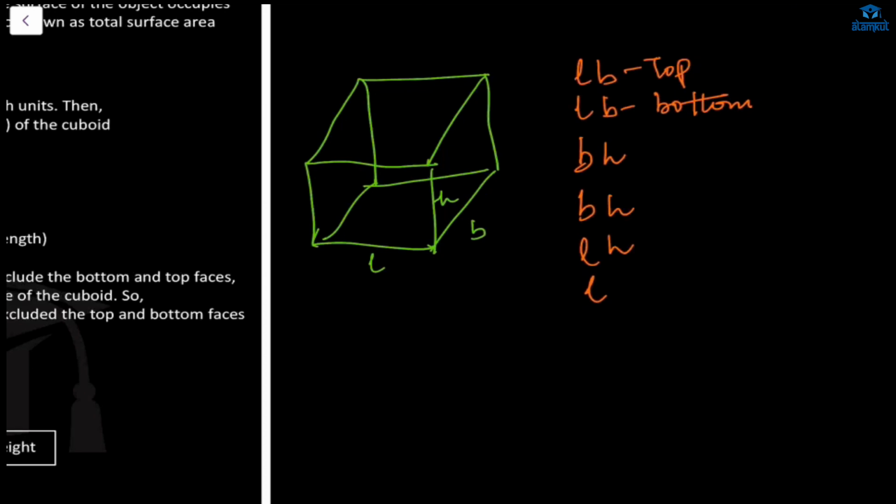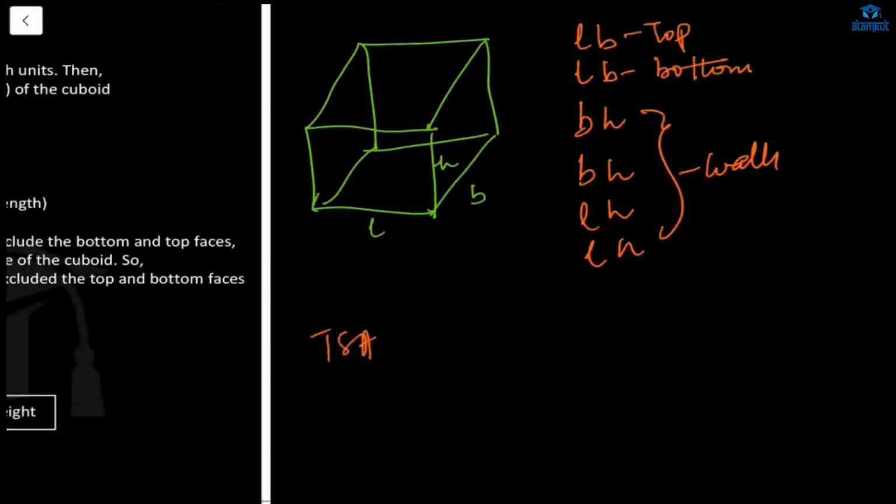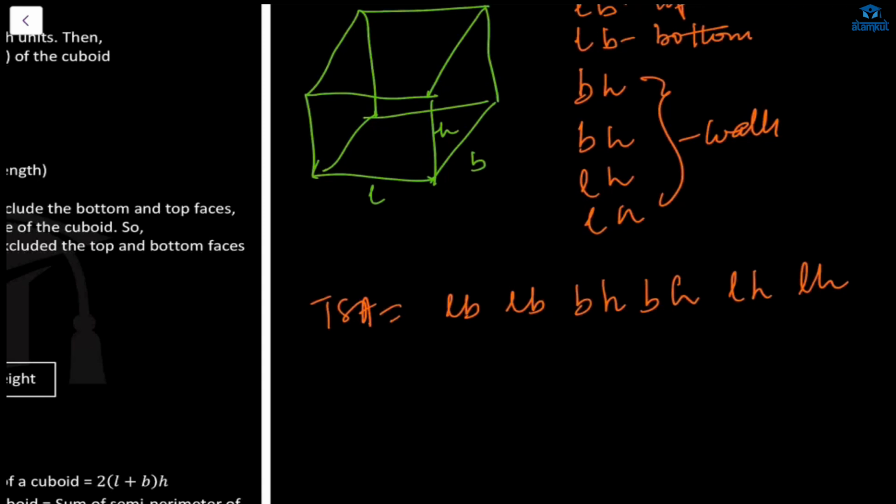So these are the walls. What will be the total surface area? TSA. For TSA, you are going to add up all of this. So what will it be? LB, LB, BH, BH, LH, LH. Yes or no? So you can add. It will be 2.